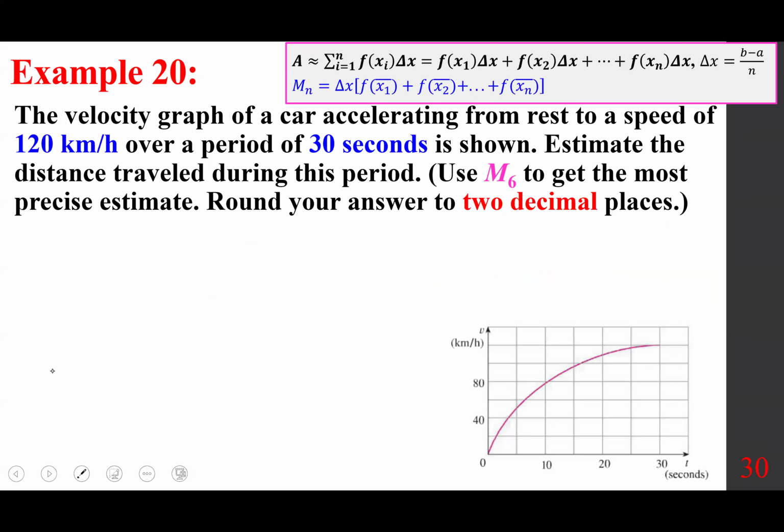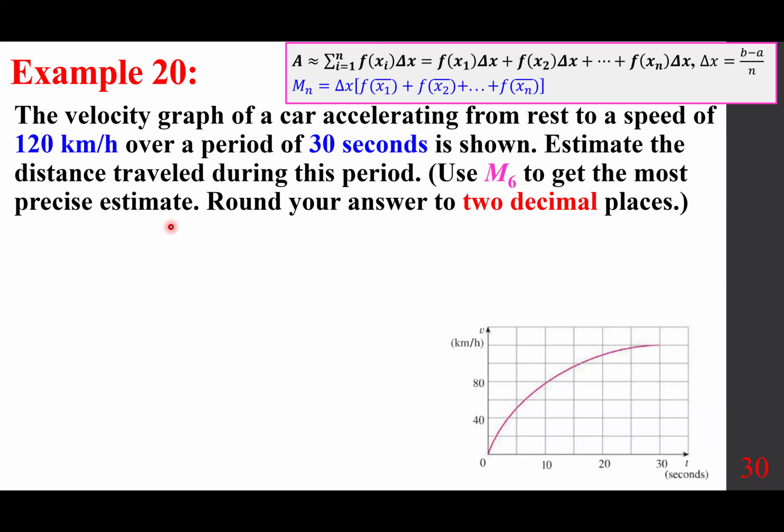And again, we have this Riemann sum. The velocity graph of a car accelerating from rest to a speed of 120 kilometers per hour over a period of 30 seconds, 0 to 30 seconds, is shown. Estimate the distance traveled during this period. Use M sub 6, the midpoint. To get the most precise estimate, round your answer to 2 decimals.